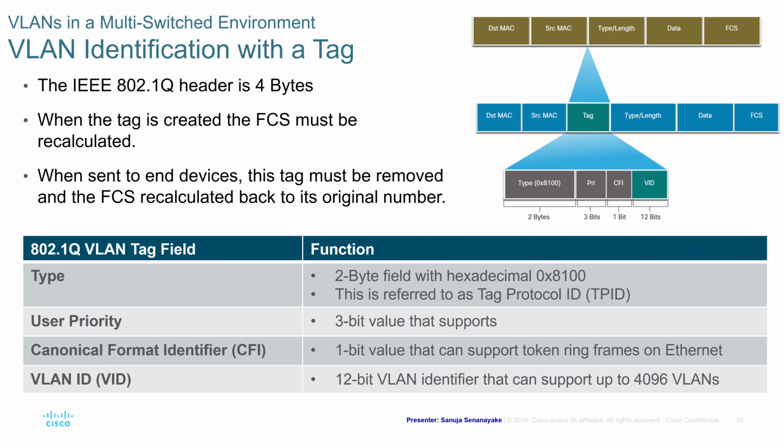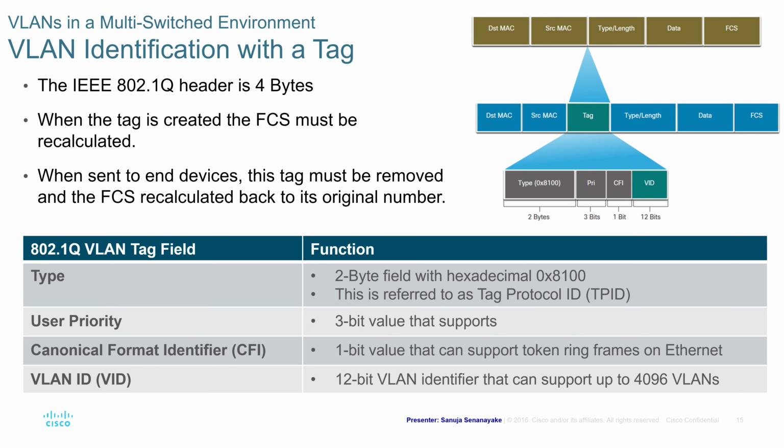VLAN identification with a tag. The IEEE 802.1Q header is 4 bytes. When the tag is created, the FCS must be recalculated. The frame check sequence must be recalculated. When sent to the end devices, this tag must be removed and the FCS recalculated back to its original value.